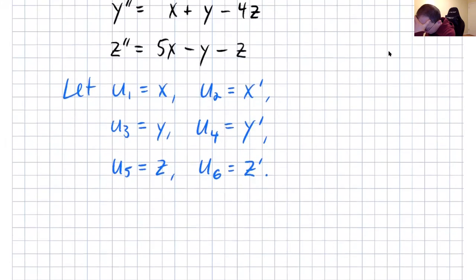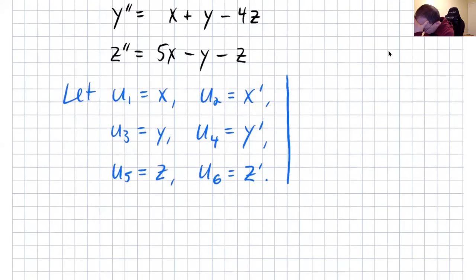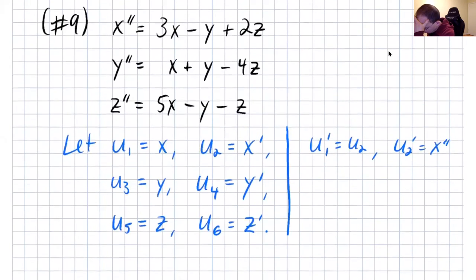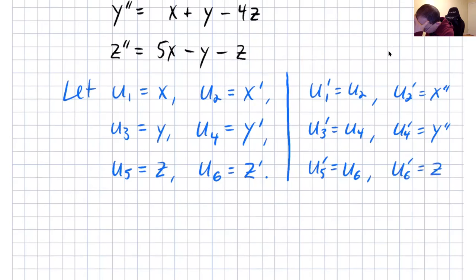So then what do we have? Let's write this over here. So u1 prime is u2, u2 prime is x double prime, and that's up there in that first equation. So we'll replace that x double prime with u2 prime. And then u3 prime is equal to u4, and u4 prime is equal to y double prime. u5 prime is u6, and u6 prime is equal to z double prime.